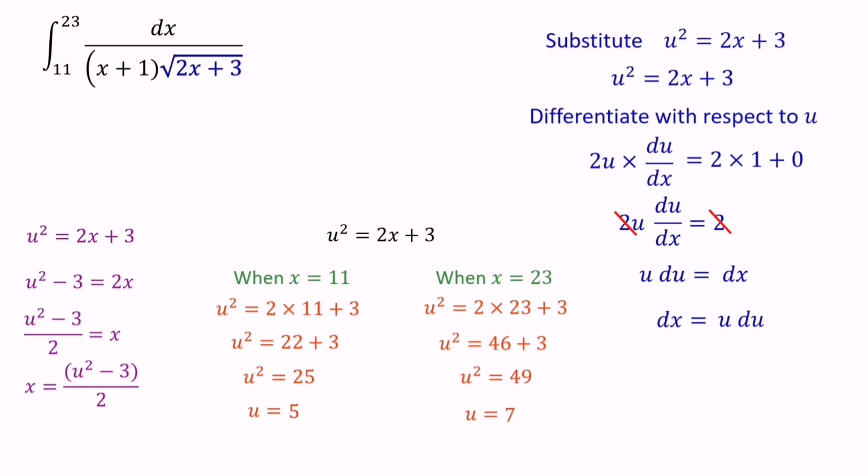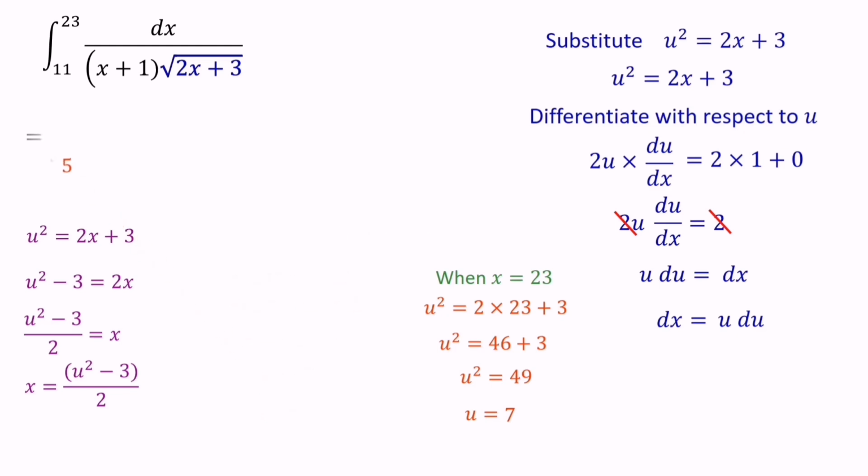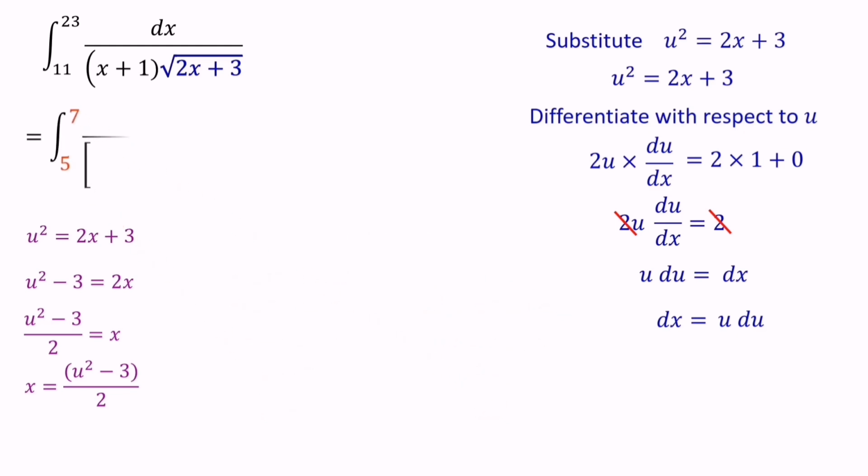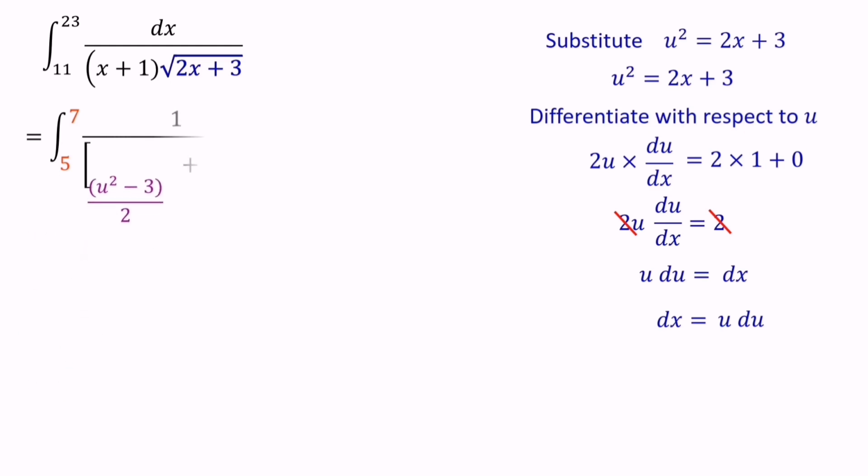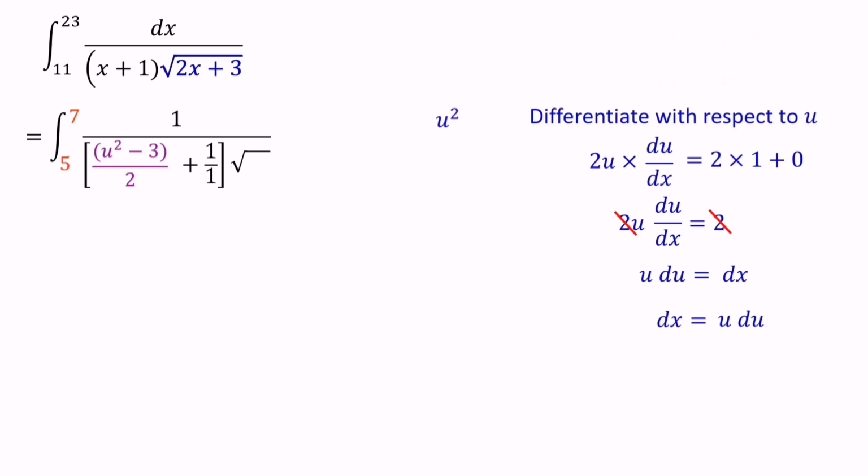Let's move to the integration part. Lower limit equals 5. Upper limit equals 7. Instead of x value, we can substitute u squared minus 3 over 2. Instead of 2x plus 3 value, we can substitute u squared. Instead of dx value, we can substitute u into du.